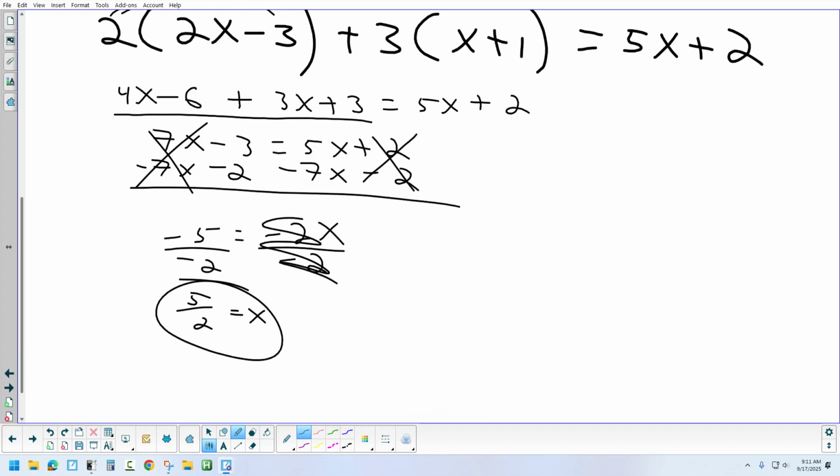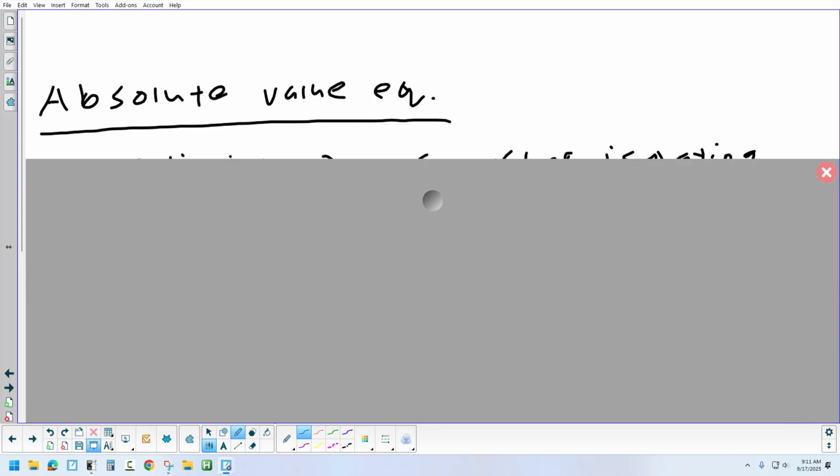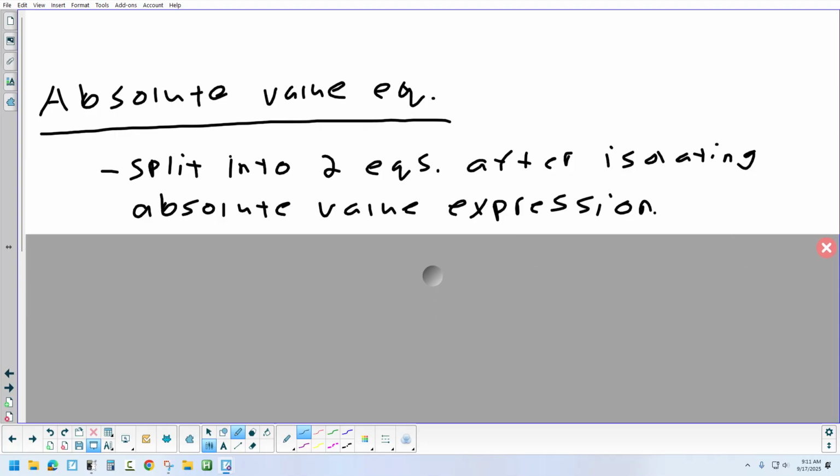Okay. Before we get into quadratics, we're going to look at a couple applications of linear equations. And one of them is solving an absolute value problem. When we are solving an absolute value equation, it ends up turning into 2 linear equations that we solve together. So to solve an absolute value equation, we're going to split it into 2 equations.